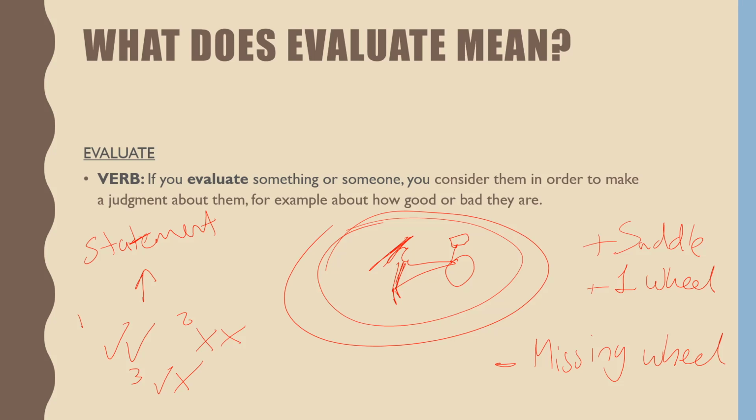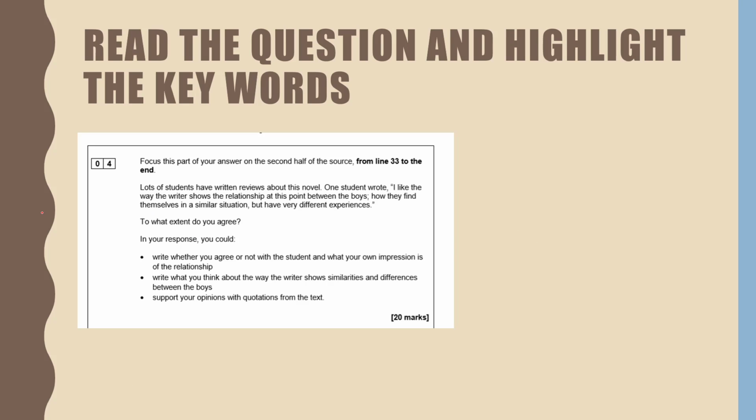Okay, so looking at the question, this is what it looks like. It's always going to look like this. It will say focus this part of your answer on the second half of the source, and it will tell you some line number. So for today, we're going to look at line 33. It says lots of students have written reviews about this novel. One student wrote, I like the way the writer shows the relationship at this point between the boys, how they find themselves in a similar situation but have very different experiences. To what extent do you agree?